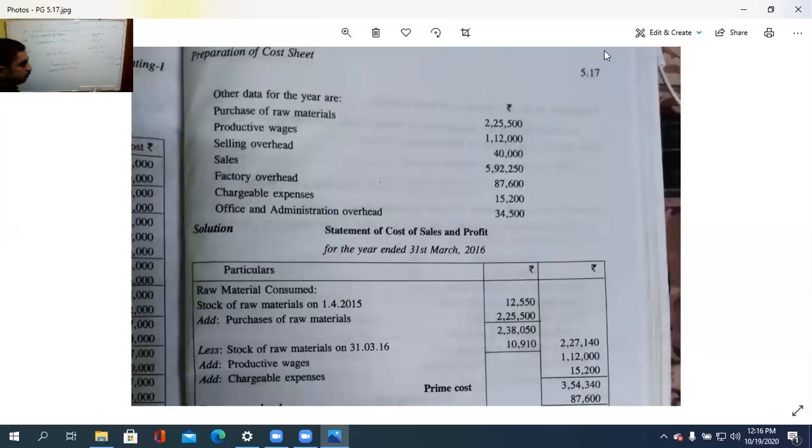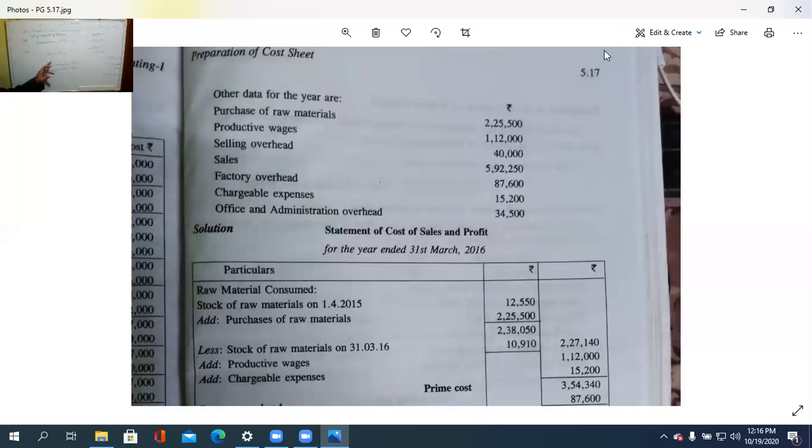Chargeable expenses 15,200. So prime cost altogether total, how much? 354,340. So listen, this is one case. See the adjustment with regard to RM. Raw materials, opening stock of material is there. Purchase of raw material is to be added. Along with this, from this closing stock of raw material to be deducted, we are getting the net amount with regard to the cost of materials consumed.